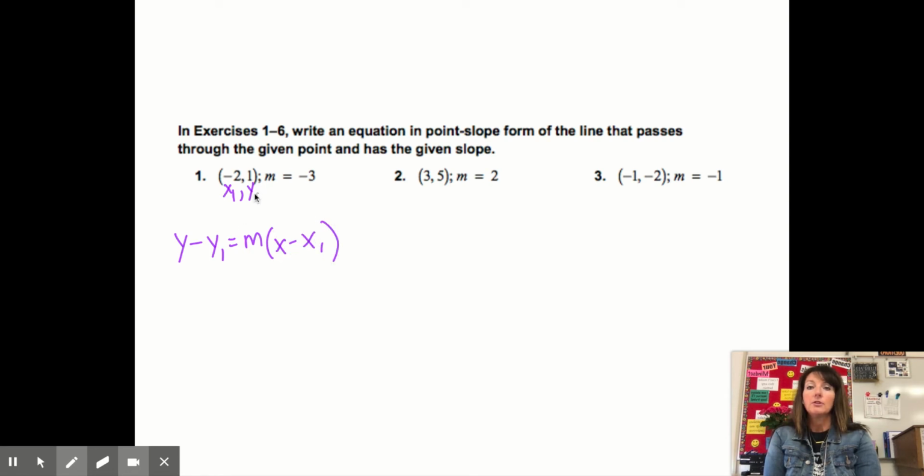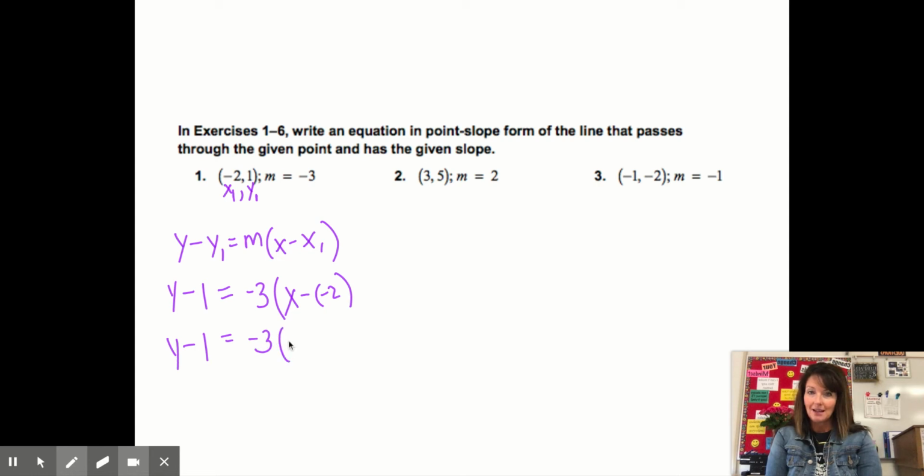Okay, so let's just substitute in. y minus 1 will be equal to a -3 times the quantity, x minus this -2. So we can simplify to get y minus 1 is equal to -3 times x plus 2. And we are done. Okay? No need to take it into slope-intercept form because it says to write the equation in point slope form.